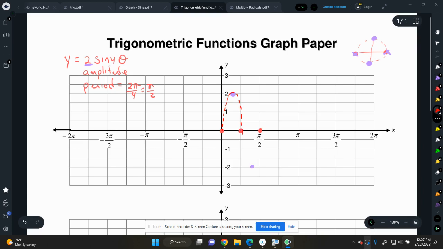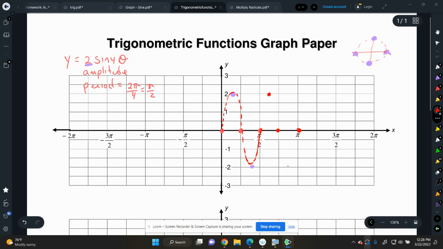We know our amplitude, we know our period. We can get a quick sketch of the sine curve because we know the shape of that sine curve, okay? And then we can continue this. If it has a period of pi over 2, then that means we're going to see this same curve 4 times between 0 and 2 pi. So we're going to do it again.